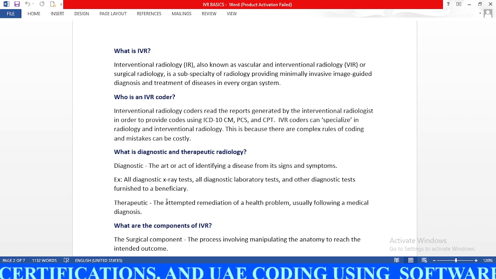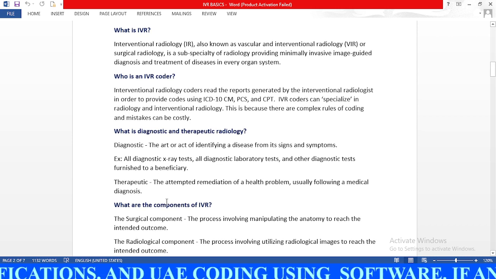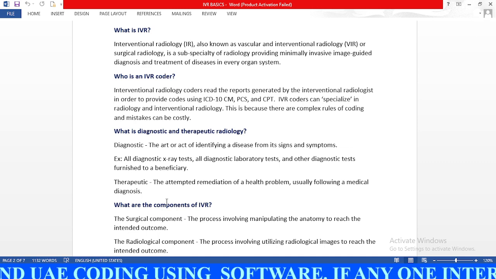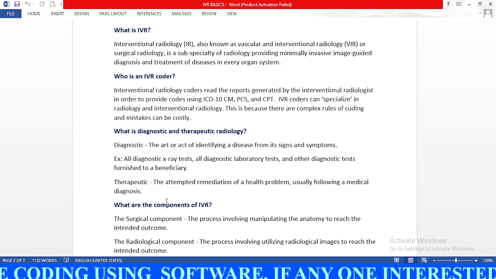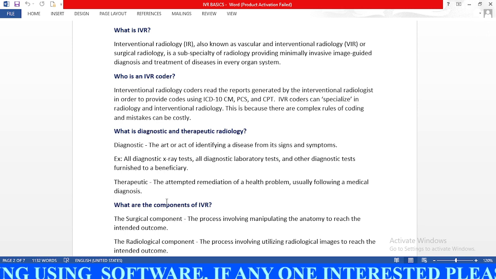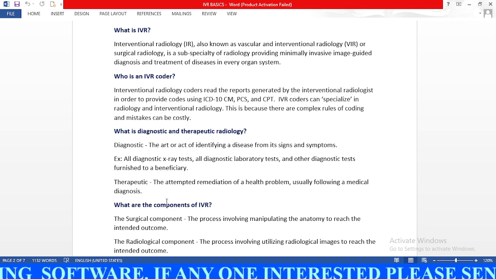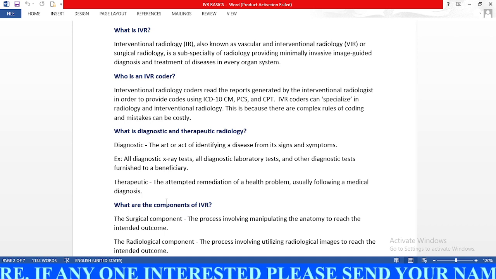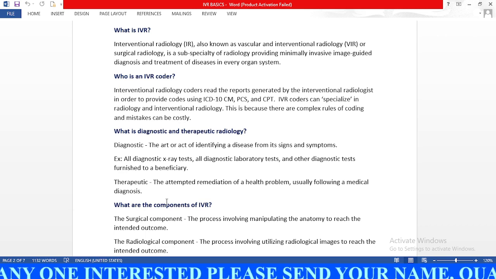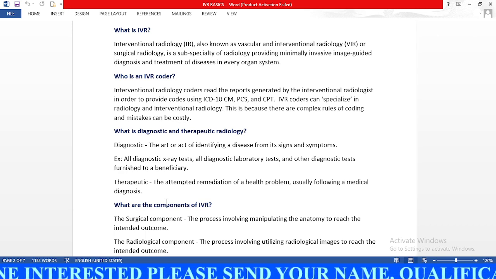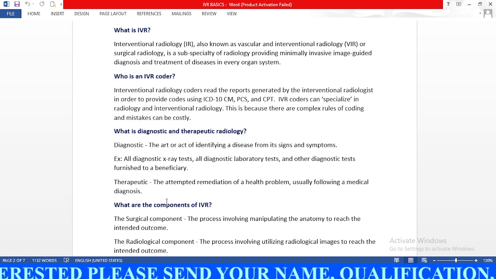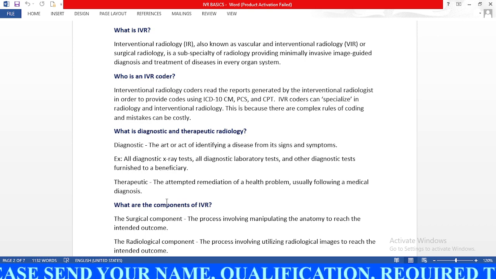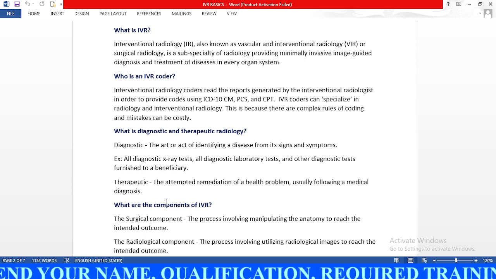So who is an IVR coder? IVR coders read the reports generated by the interventional radiologist in order to provide codes using ICD-10-CM, PCS and CPT. IVR coders can specialize in radiology and interventional radiology. This is because these are complex rules of coding and mistakes can be costly. So basically, every coder can't do IVR coding. IVR coders are specialized in radiology and interventional radiology.